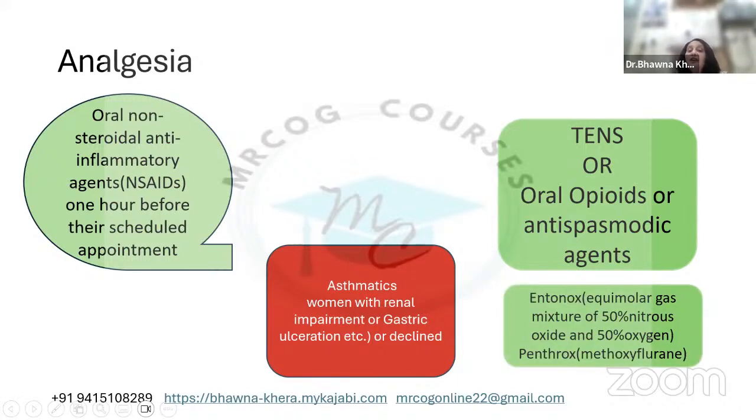Other important thing which we can take around is the Entonox, that is the mixture of 50% nitrous oxide and 50% oxygen. Entonox, equimolar gas. Penthrox, methoxyflurane. This is another very good, very quick acting, inhalational analgesic agent, which can be self-administered, and it is largely used in trauma. But this is seen to be effective largely in the post-procedure analgesia and does not have a very good effect in the intra-procedure analgesia.